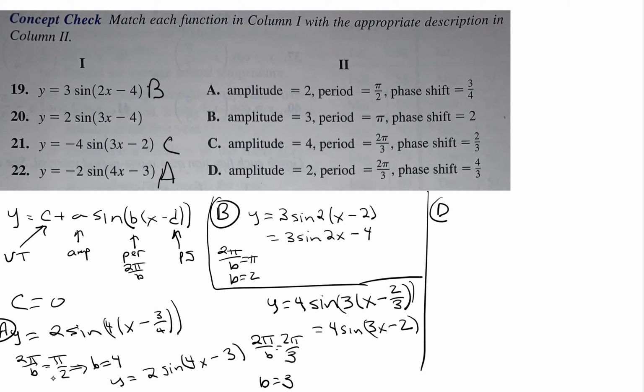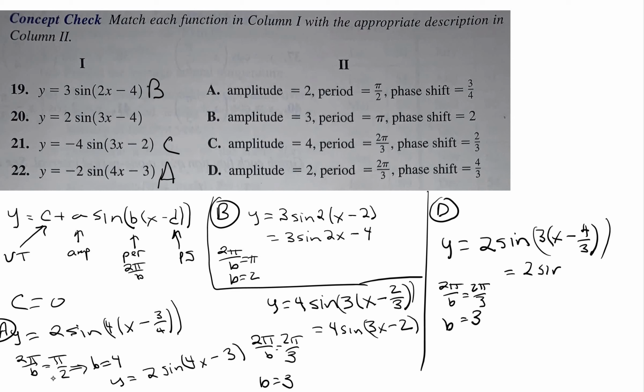So we got D here. So we've got y is equal to 2 sine. Period is also 2 pi over 3, so 2 pi over b. We already did this one in the last one, but 2 pi over 3, so b is 3. So we have 3x minus 4 over 3. So 2 sine 3x minus 4. So that's D.